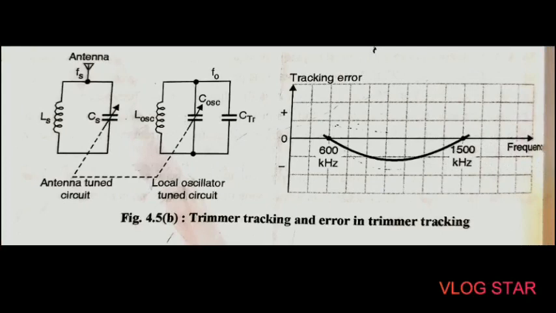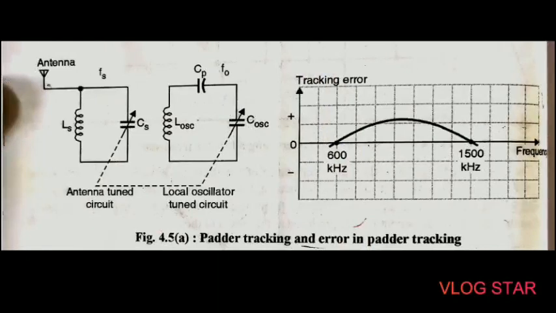In a 2-point tracking, there are two methods. The first is pattern tracking and second is trimmer tracking. So let us see first method, that is pattern tracking and error in pattern tracking. Okay, this is pattern tracking. So here let us see what happened. So here a small variable capacitor, that is CP, which is called as pattern capacitor, is connected in series with the oscillator coil. This is oscillator coil, LOSC. Okay, and this CP is connected in series with that LOSC, that is oscillator coil.